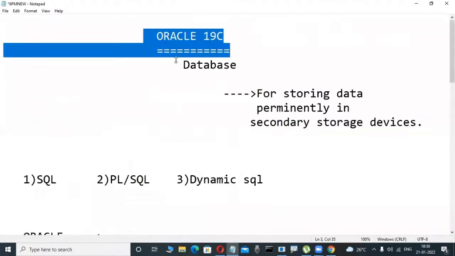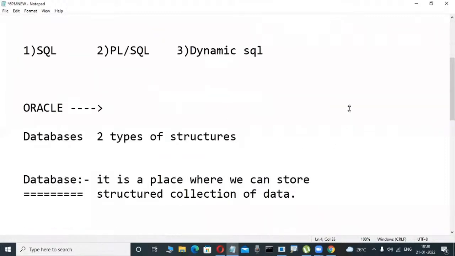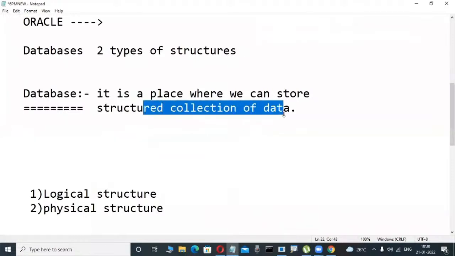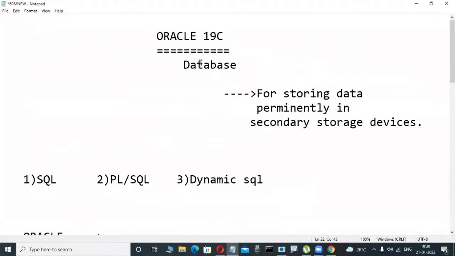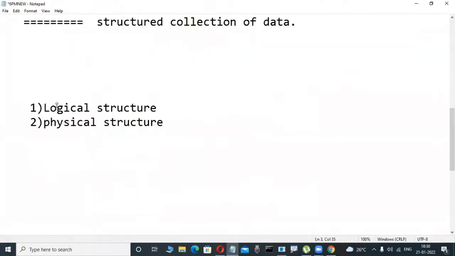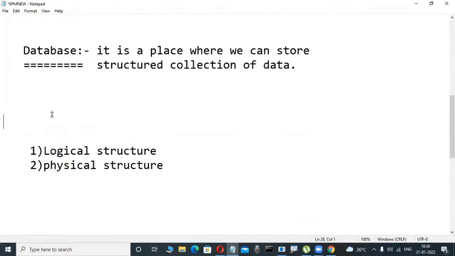It is a place. Whenever we are installing this type of software, some place is automatically reserved in the hard disk. In that place only we can store a structured collection of data. Okay, fine. But whenever we are installing these types of software, two types of structures are there. One is logical structure, another one is physical structure.